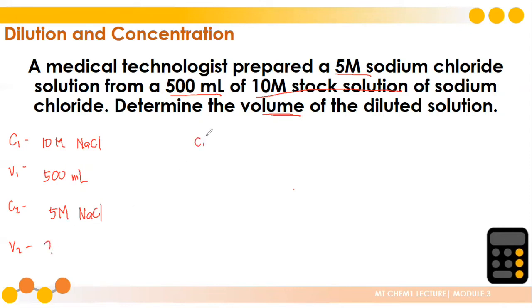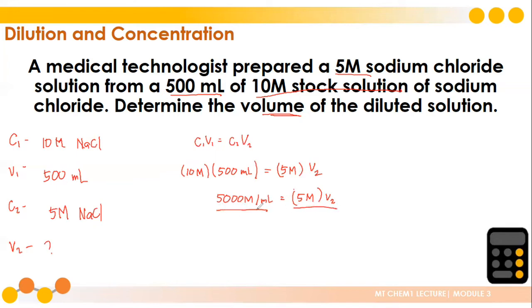Then we will be using the formula C1V1 is equals to C2V2. So just substitute the given. So for the concentration or for C1, we have 10 moles. Multiply it by 500 ml. Then for C2, we have 5 moles. Then we're looking for the V2. Okay, simply multiply 10 by 500. So we have 5,000 moles per ml. And we have here 5 moles. And since we're still looking for V2, you have to divide both sides by 5 moles because we are only looking for the volume 2.